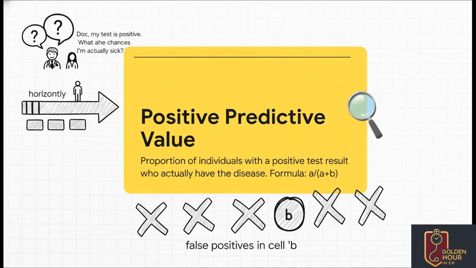Okay, let's switch gears a bit. Instead of looking down the columns, let's look across the rows, specifically that test-positive row. This gives us the positive predictive value, or PPV. This is what answers the patient's real question. Doc, the test came back positive. What's the chance I actually have this thing? You can see right away how that pesky little B cell, the false positives, can really mess with the PPV.